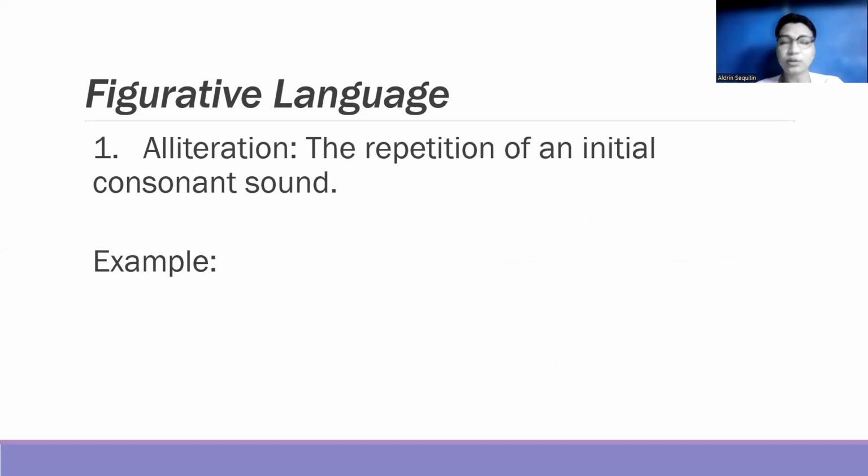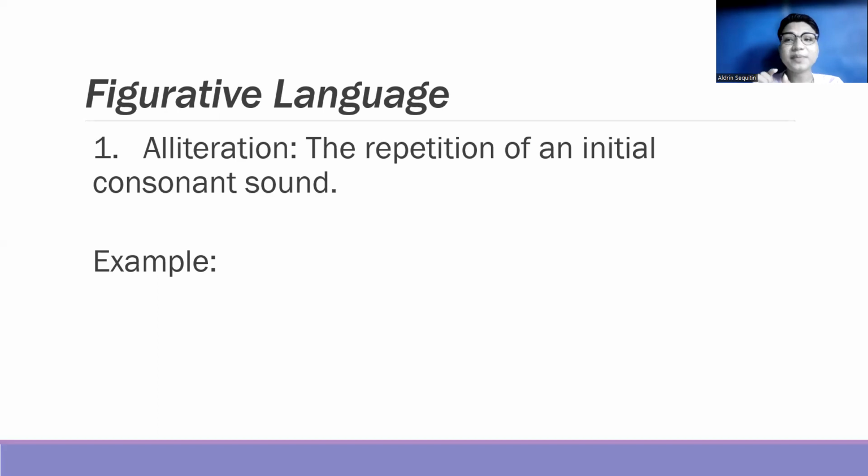So in figurative language or figures of speech, we have four types of repetition. The first of those four types of repetition is alliteration. So in alliteration, we are repeating the initial consonant sound. So again, in here, we are repeating the initial consonant sound, because if the consonant sound being repeated is placed at the middle or at the end of the word, it will no longer be alliteration.